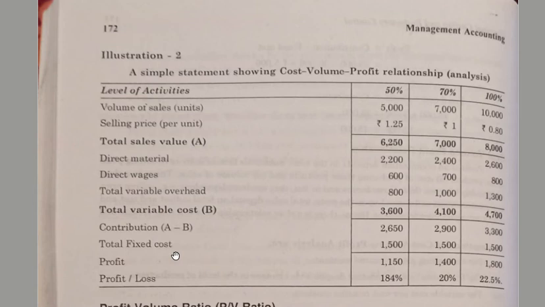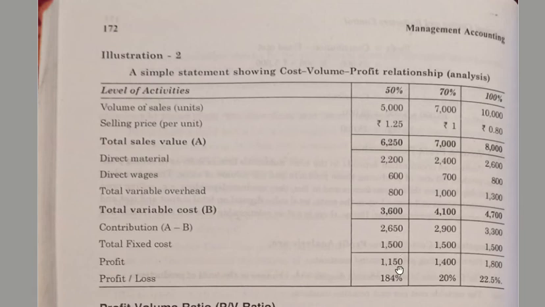Now the total fixed cost is 1,500, 1,500, 1,500. Why do we say this is 1,500? It is fixed. It's a fixed cost, so the total cost will remain fixed. Now profit. The formula we already know: contribution minus fixed cost is profit.